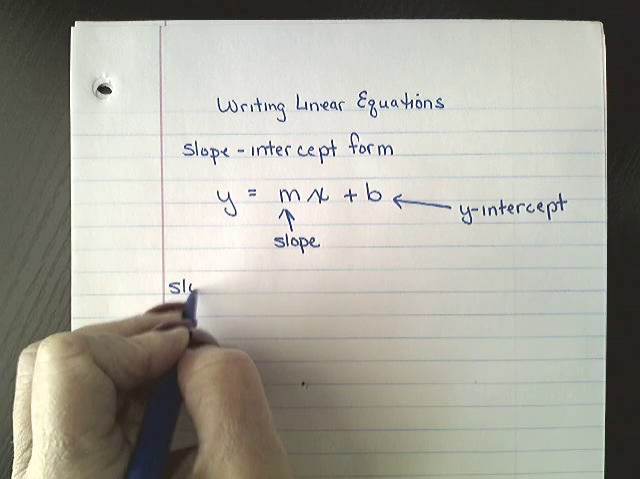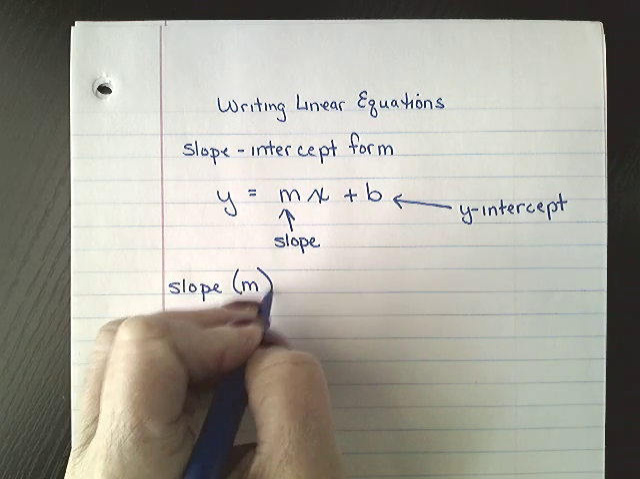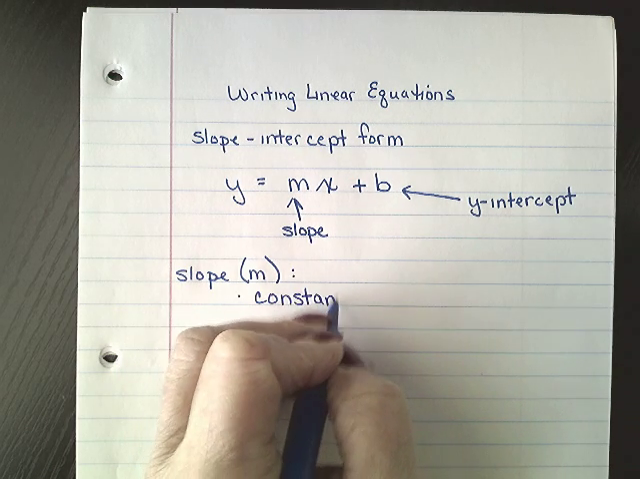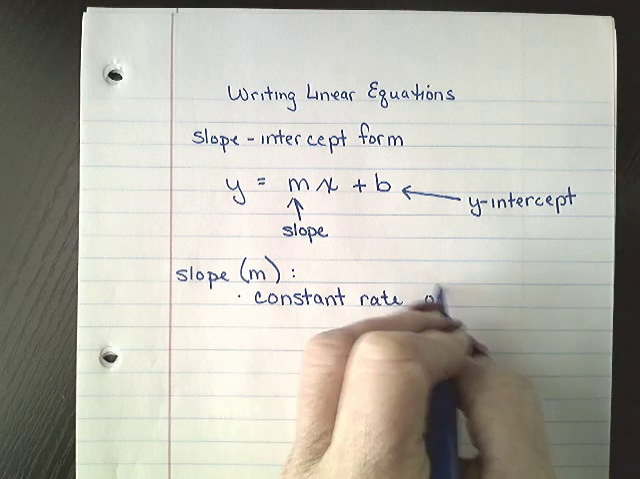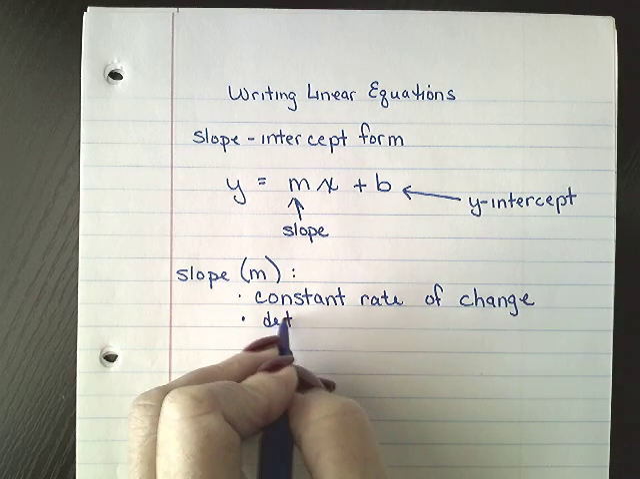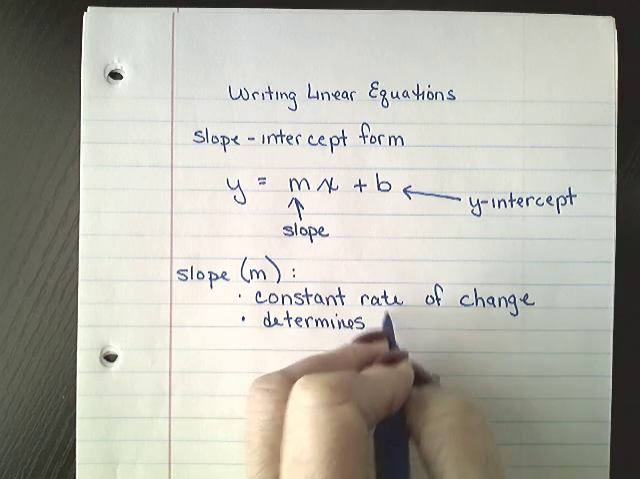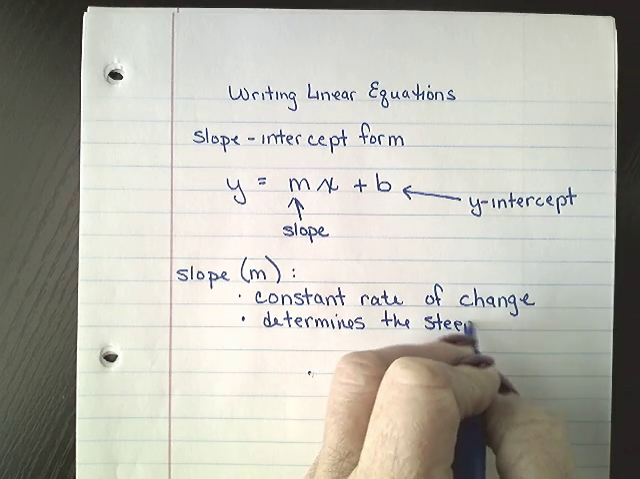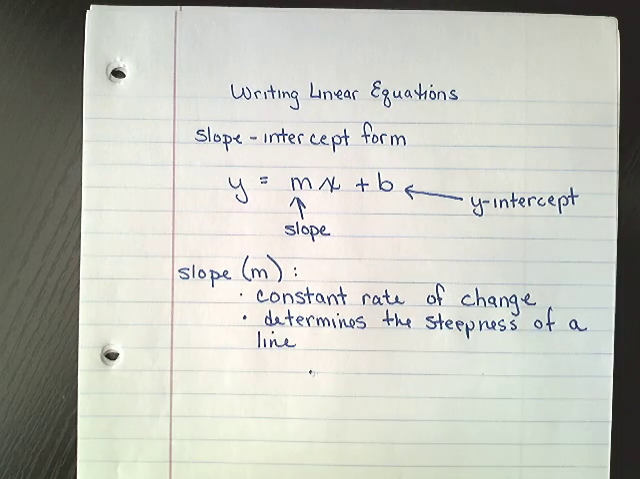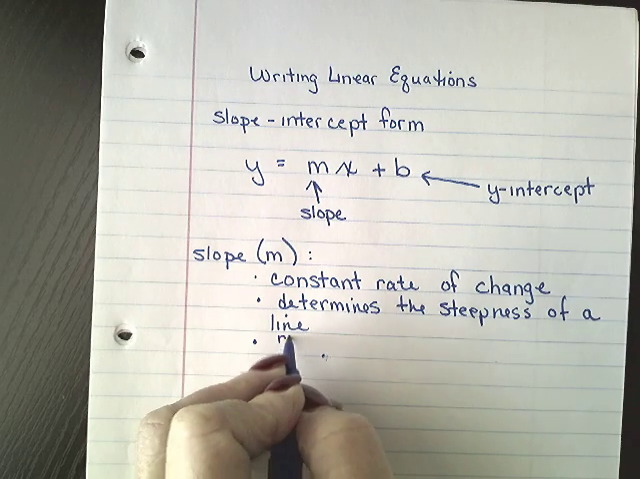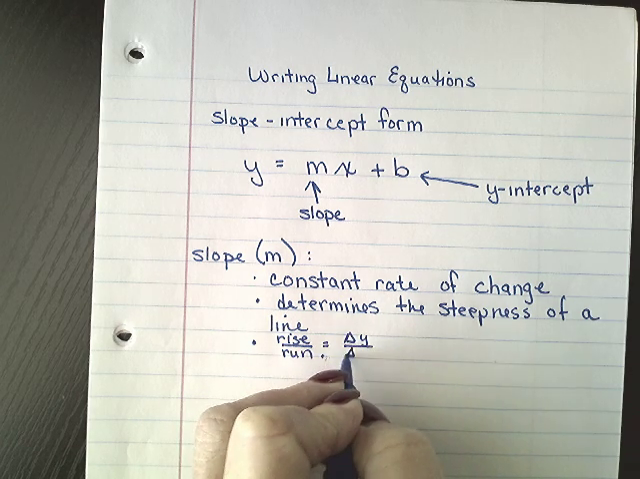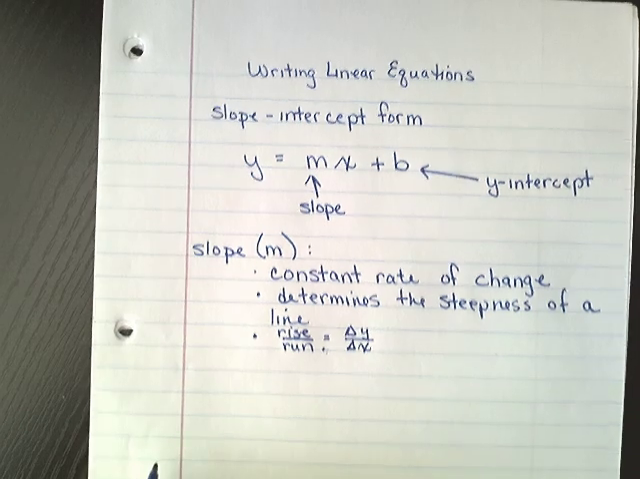All right, so quick review. Your slope is represented by m, and that is the constant rate of change. It determines the steepness of the line. All right, and we know that that's represented by rise over run, which is the change in y over your change in x. Okay, that's everything that we've learned so far about slope.